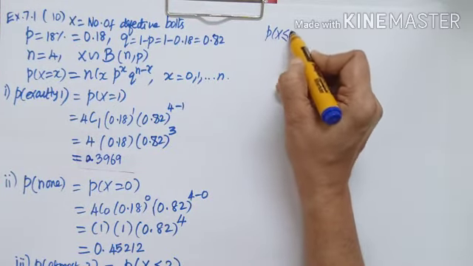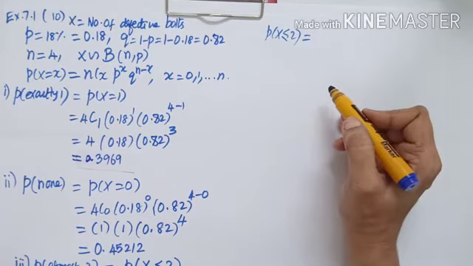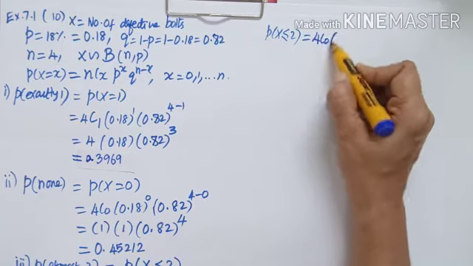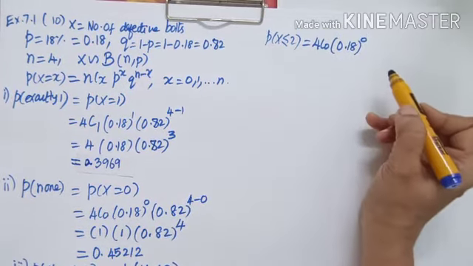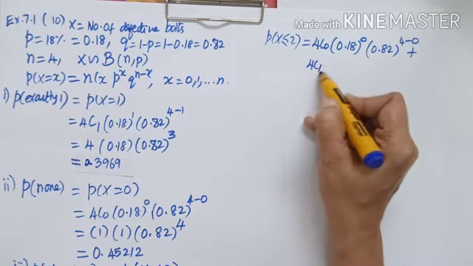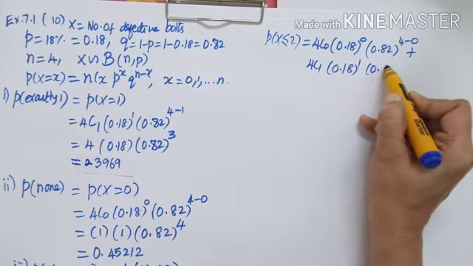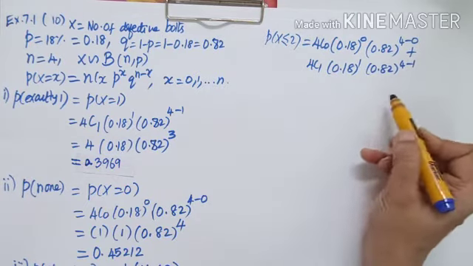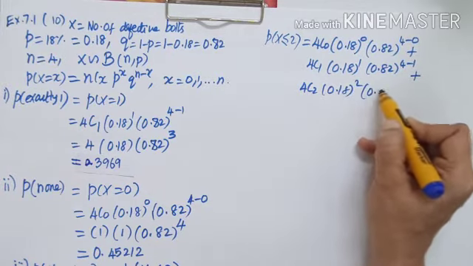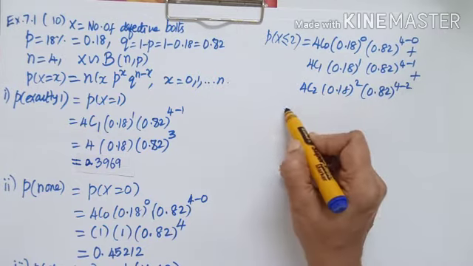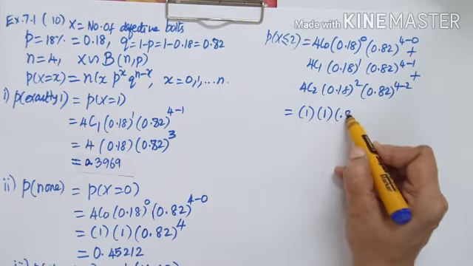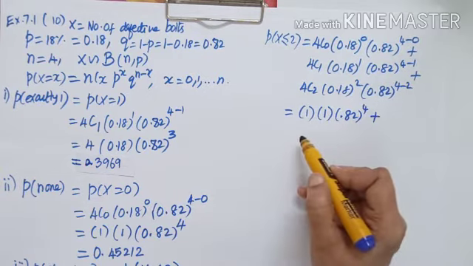P of X less than or equal to 2 is equal to, first let me put P of X equal to 0. So we get 4C0, 0.18 power 0, 0.82 power 4 minus 0, plus 4C1, 0.18 power 1, 0.82 power 4 minus 1, plus 4C2, 0.18 power 2, 0.82 power 4 minus 2. 4C0 value is 1, 0.18 power 0 is 1. 0.82 power 4, use calculator.